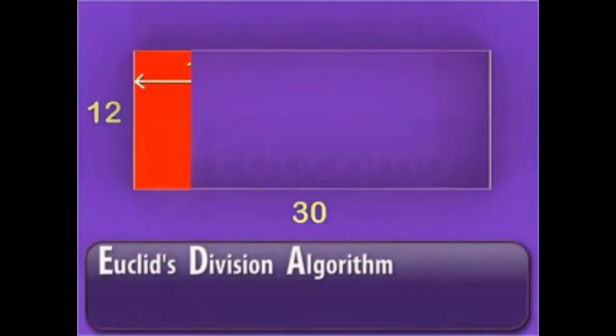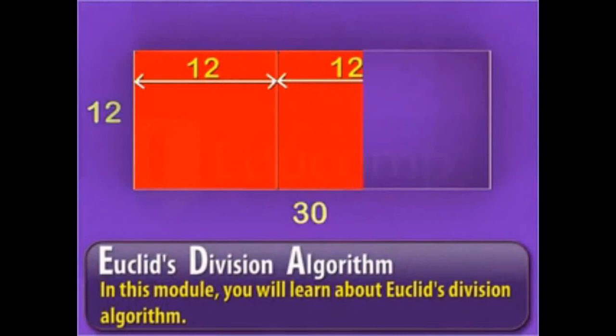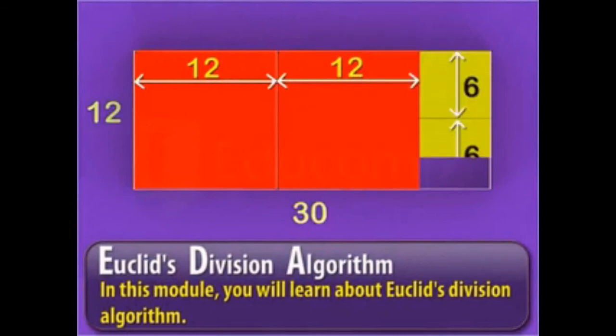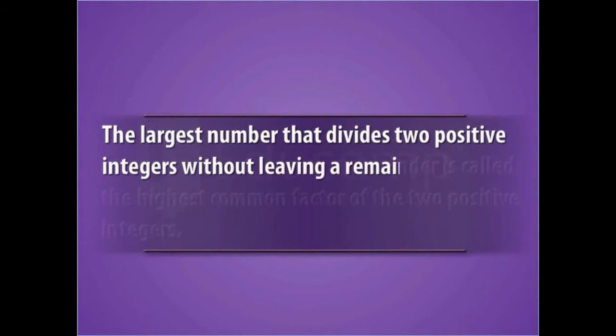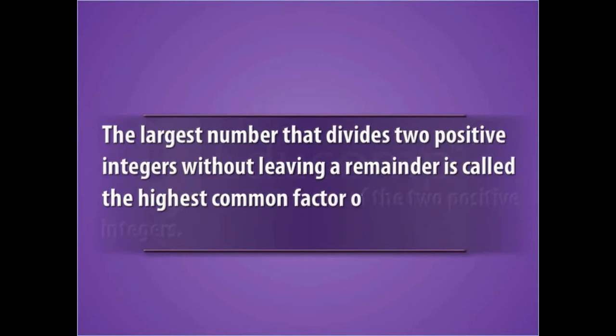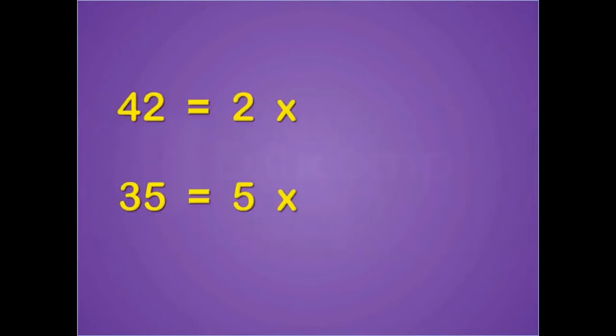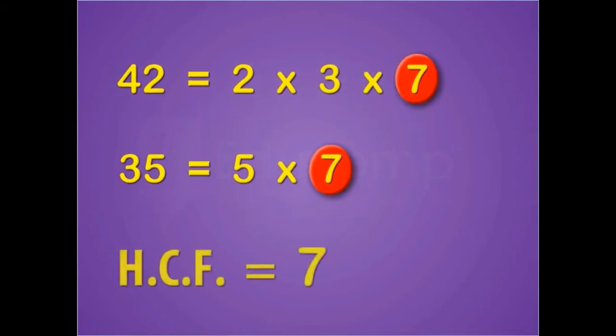Euclid's division algorithm. In this module, you will learn about Euclid's division algorithm. You may know that the largest number that divides two positive integers without leaving a remainder is called the highest common factor of the two positive integers. You may also know how to compute the highest common factor using prime factorization.